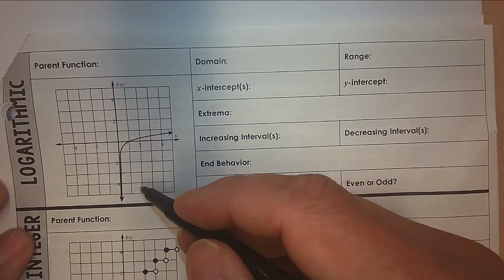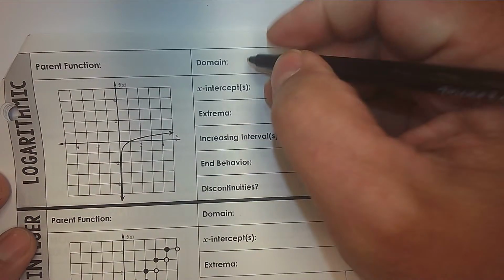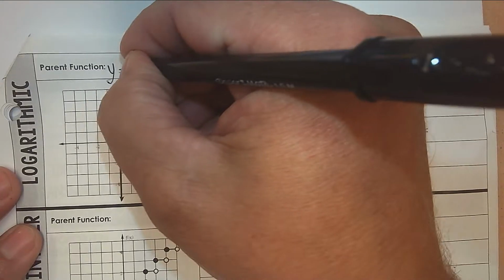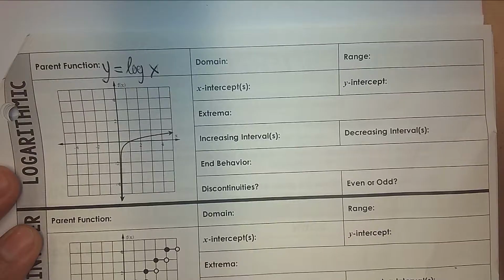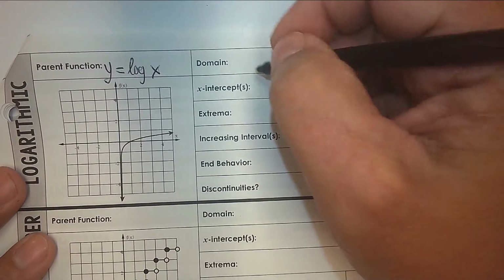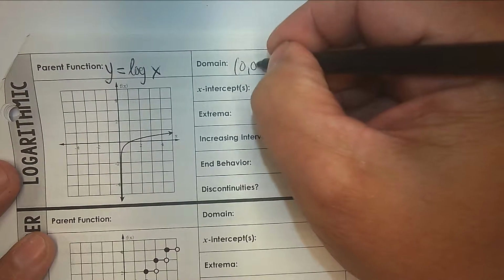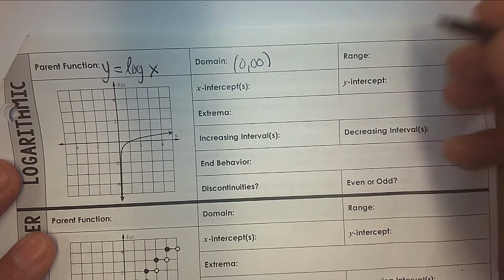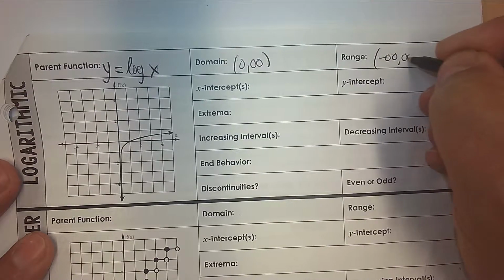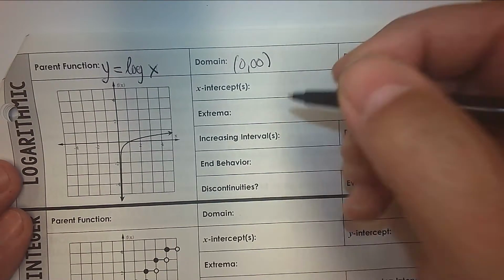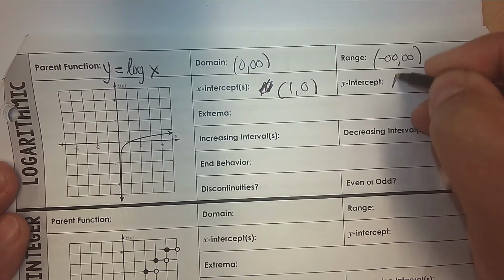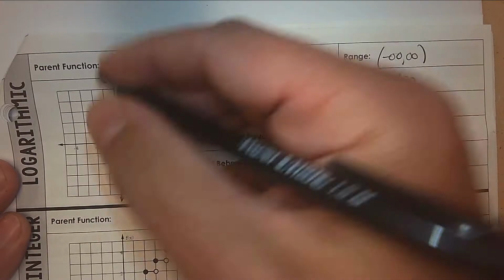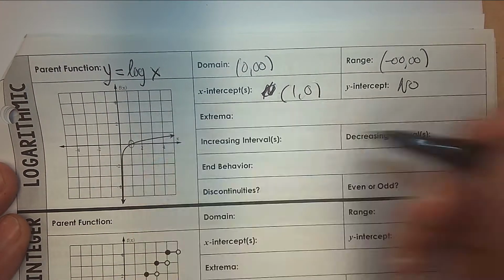Next is a logarithm. So we can think of this as y equals log x. The domain of that goes from 0 to infinity. The range is actually all real numbers. It goes forever up and forever down. There is an x-intercept at 1, but there's no y-intercept. So here it crosses the x, but it doesn't touch the y-axis.